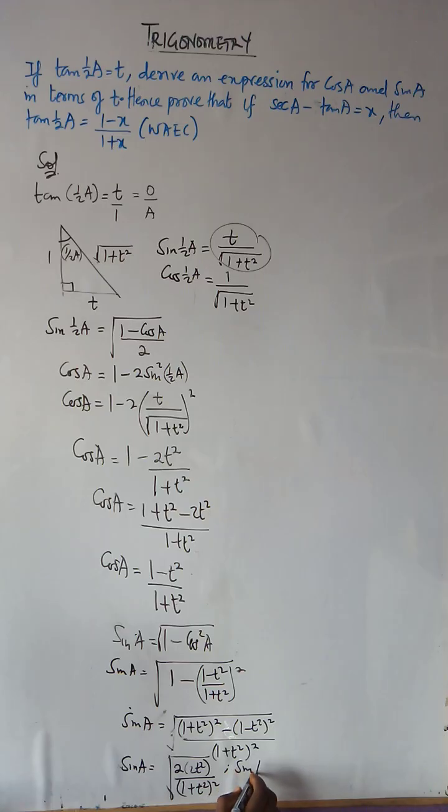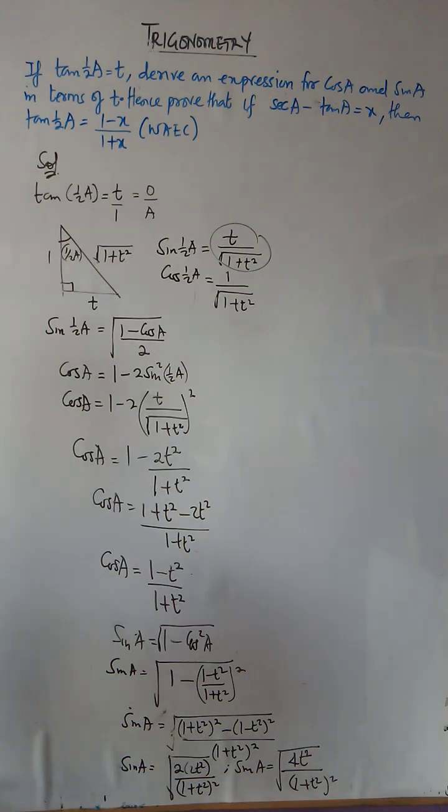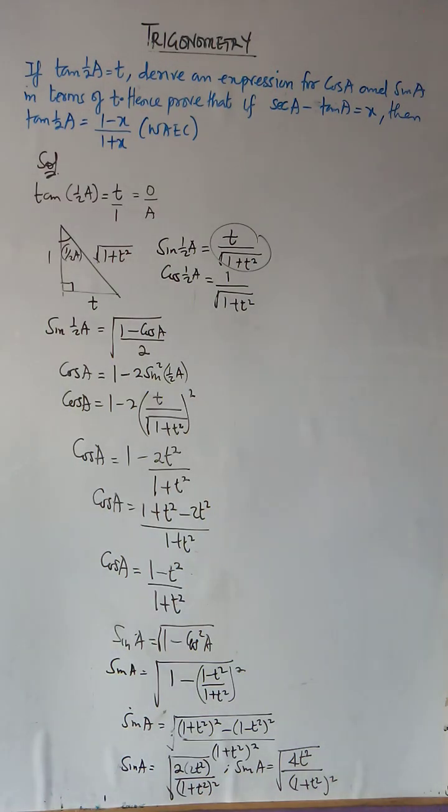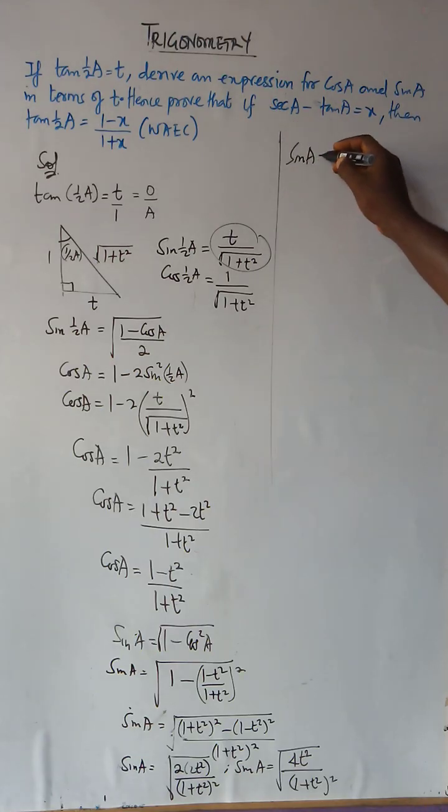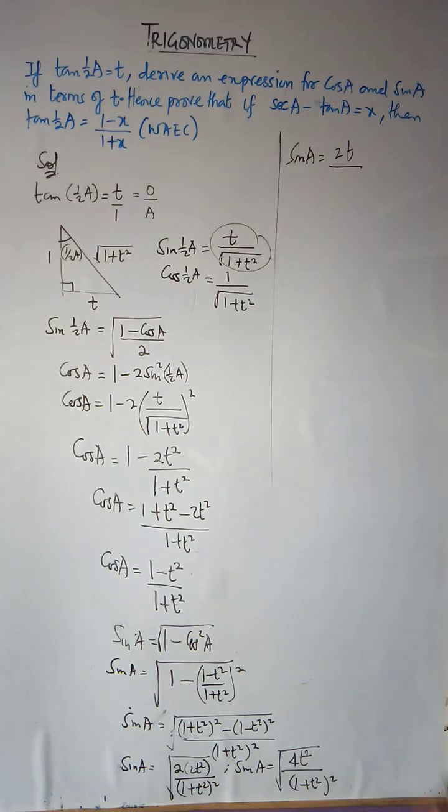From here, sin A equals the square root of 4t squared over 1 plus t squared all squared. The square root of 4 is 2. Root t squared is t. Over, then this square root takes the square away. That's just 1 plus t squared. As simple as that. Like I said, there are many ways of doing this, but this is the way that came to my mind. So this is sin A in terms of t.